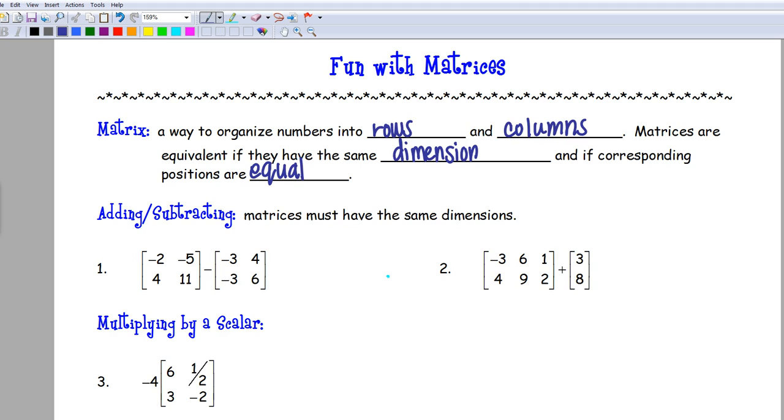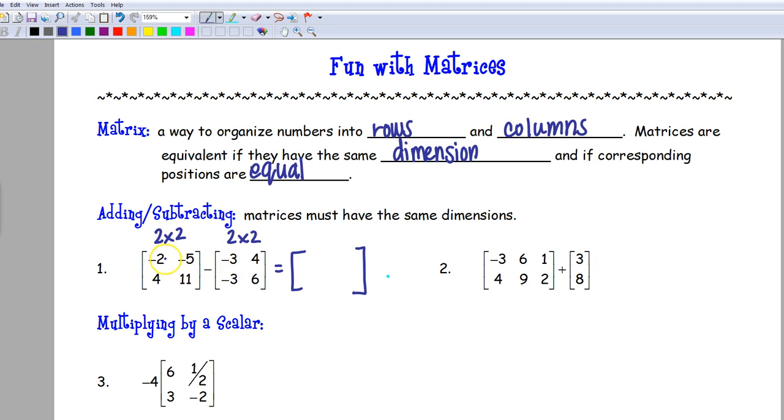So when you add and subtract, matrices must have the same dimension. This is a 2 rows by 2 columns, 2 rows by 2 columns. So these we can subtract. Basically, you are just going to take the first number in the first position, first row, first column, subtract the first number, first row, first column of the second matrix.